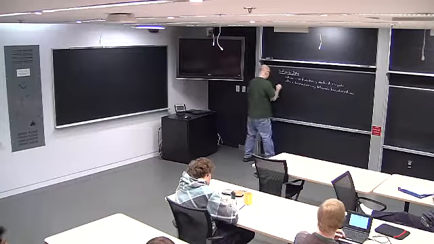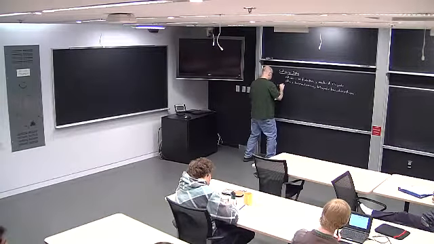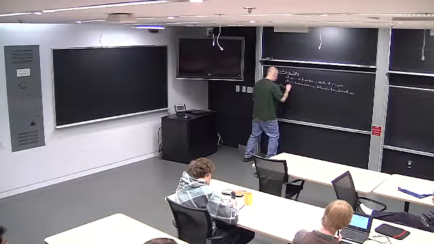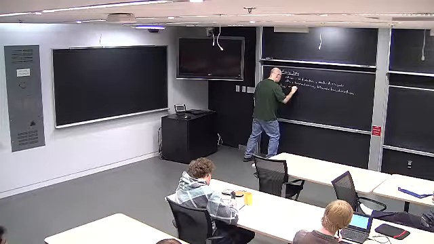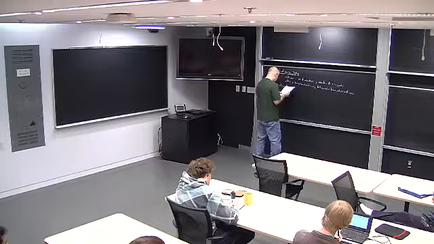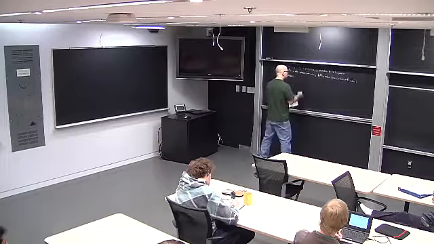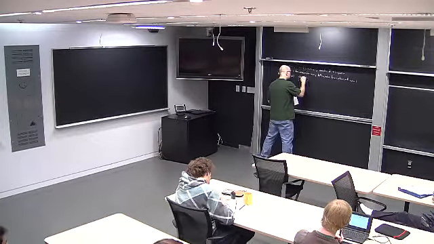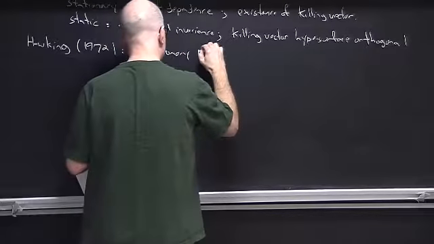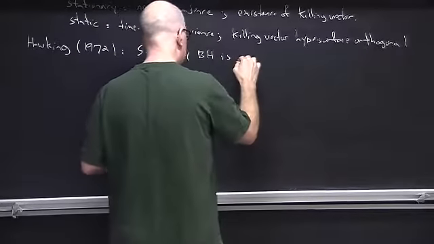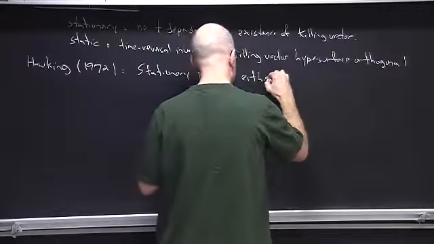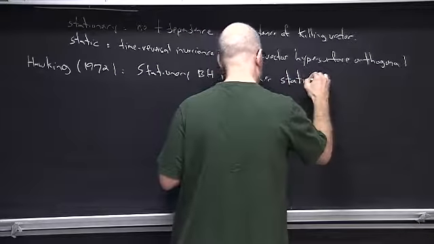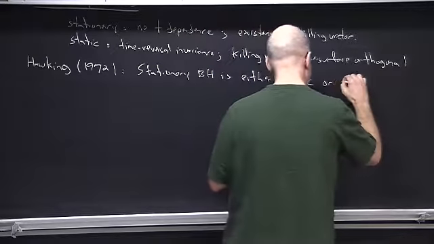So the theorem by Hawking states that a stationary black hole is either static or axially symmetric.